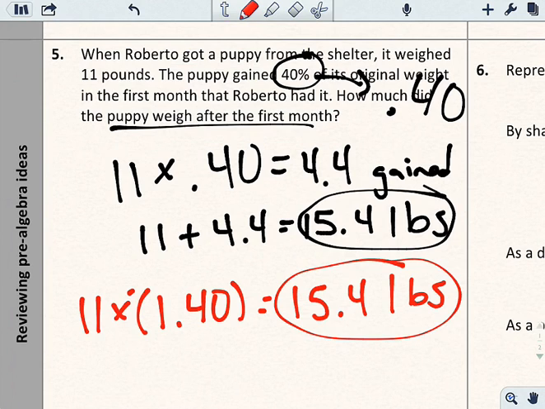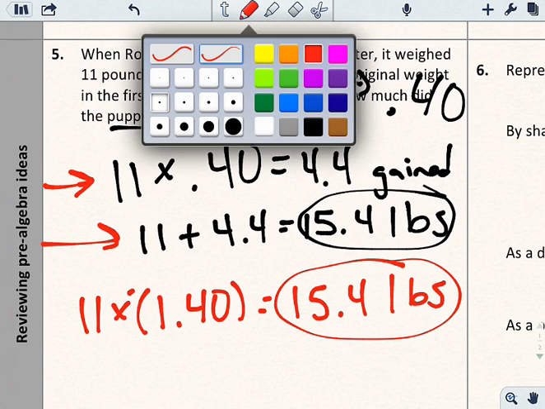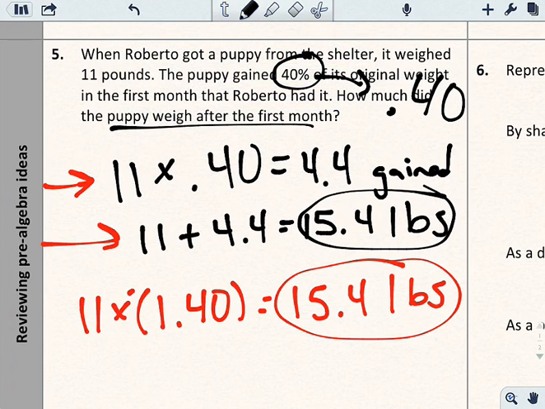So we can do it a couple different ways. We can break it up into 2 problems where we figure out how much he gained and then add that to the original. We can also do that in a single step by acknowledging that he's going to keep 140% of what he was. 100 is what he has, 40% is what he's gaining, and that's what that represents, 140%.